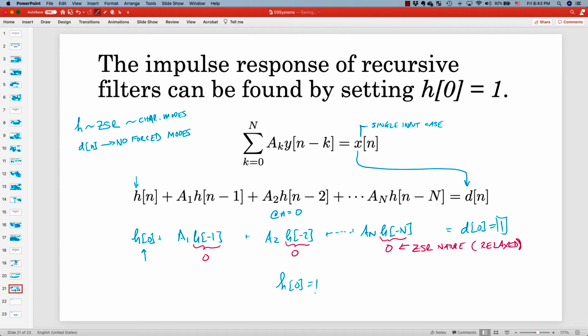Okay, so yes, the impulse response is a ZSR, but it's a special ZSR in which all of the initial conditions are 0 except the initial condition at 0. We set that equal to 1. So the conclusion from this slide should be that the impulse response as a function of time is going to be comprised of exclusively homogeneous modes, and you solve the quantity of each mode with a set of initial conditions, h[0] equals 1, and all priors set equal to 0. Let's see an example.